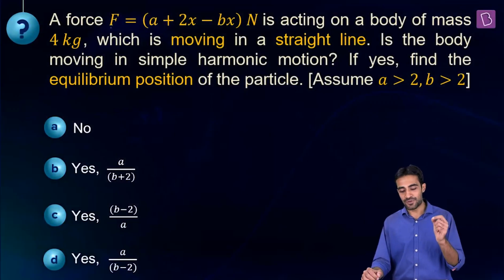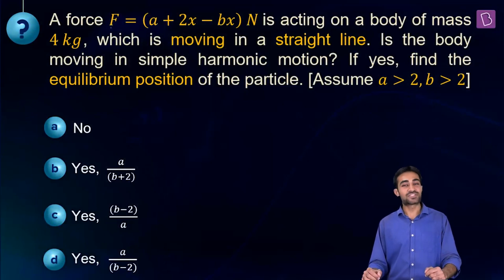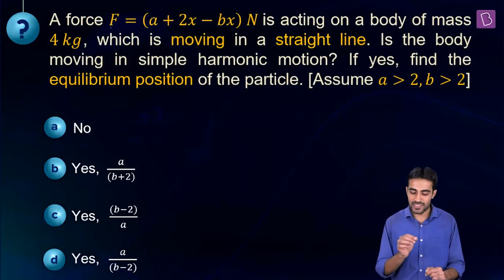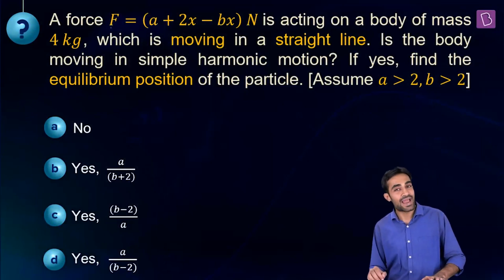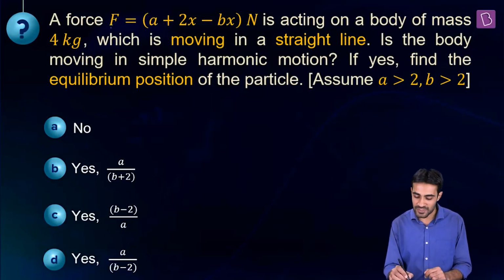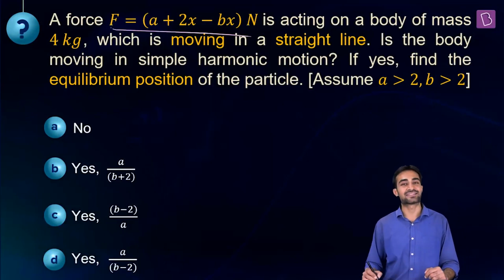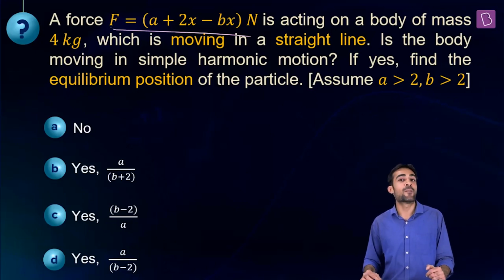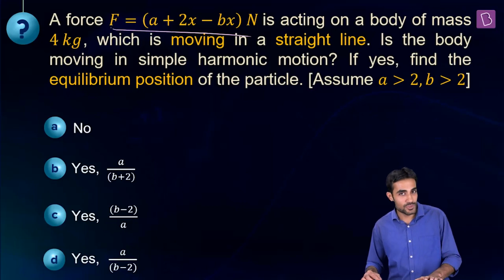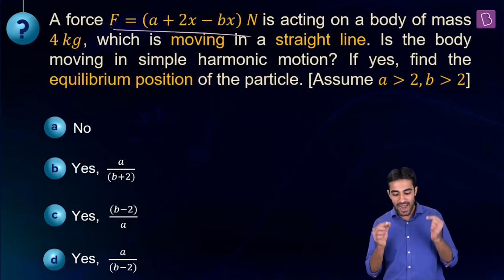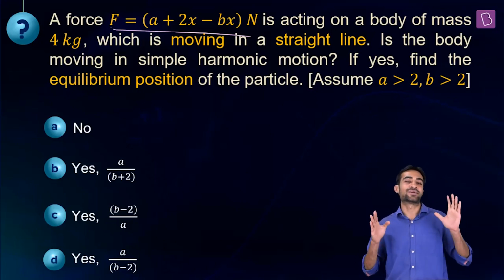A force F = (A + 2x - bx) Newton is acting on a body of mass 4 kg which is moving in a straight line. Wonderful. We have force given as a function of x. Is the body moving in simple harmonic motion? Is the body performing simple harmonic motion? If yes, find the equilibrium position of the particle.